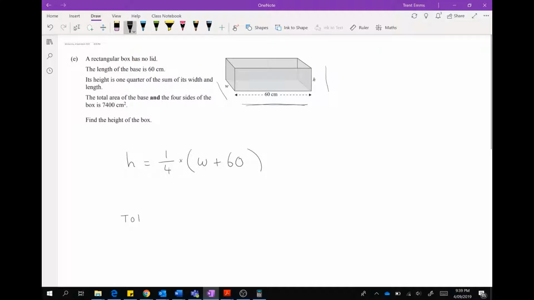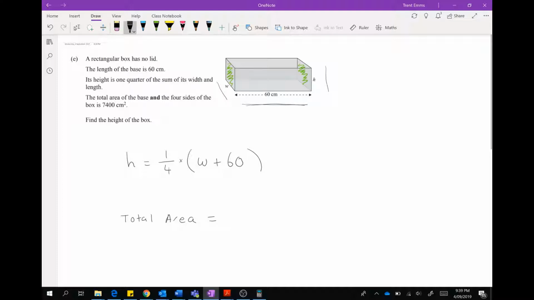Total area. And we're going to just put an equation through for that before we put our 7,400 in for that total area. So we'll look at it in bits. We'll colour them in so it's easy to see. Let's look at the two sides first. So that side there and that side there.